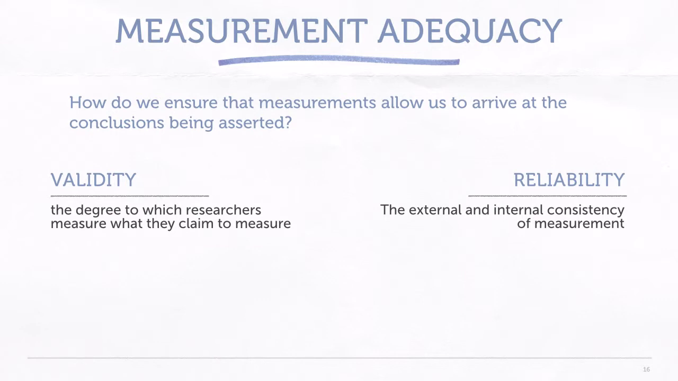Now, when we're talking about all this measurement, we want to make sure that we are being adequate in our measurement. How do we ensure that measurements allow us to arrive at the conclusions being asserted and what people are doing with these particular scales? This brings us to the notion of validity and reliability. And validity has to do with the notion of to what degree researchers are measuring what they claim to measure. Like, are they actually getting at what they say they're getting at?